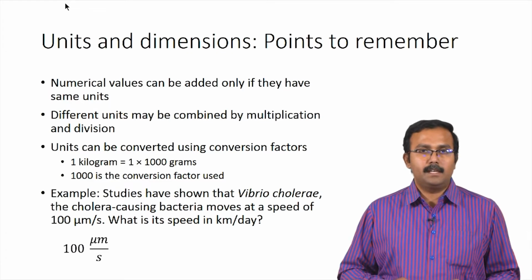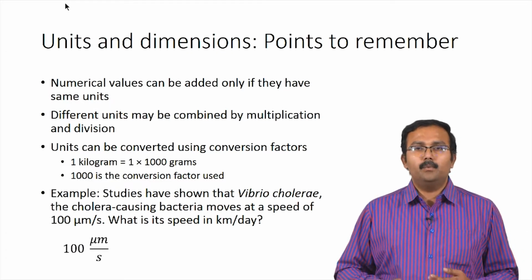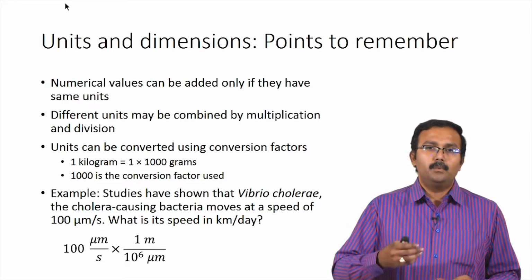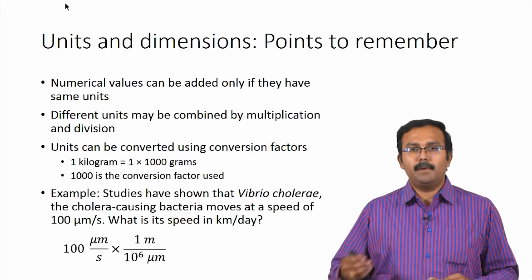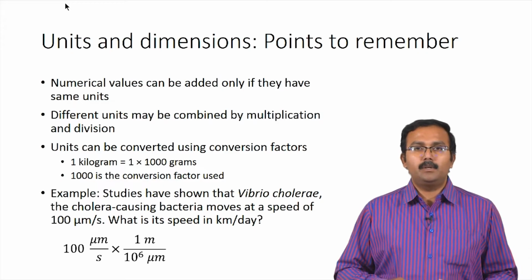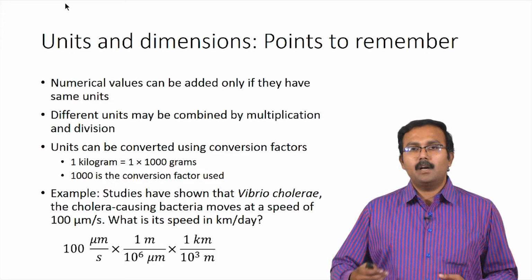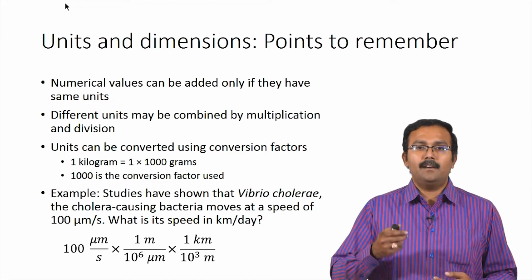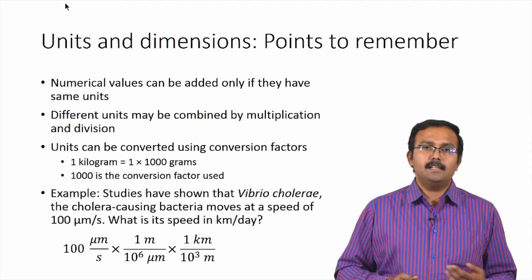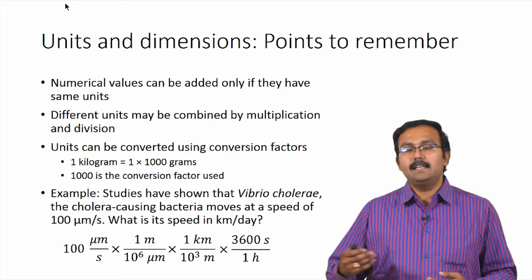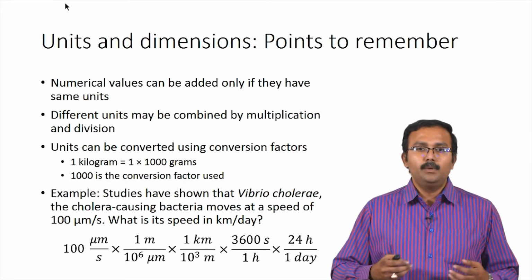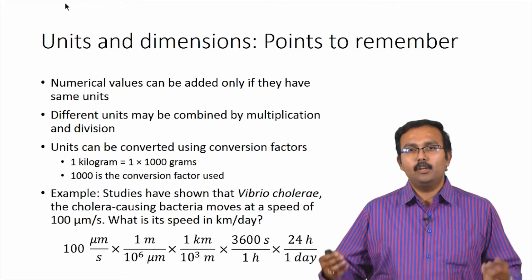100 micrometers per second is the data given. We know that 1 micrometer is 10 power minus 6 meters. So 1 meter divided by 10 power 6 micrometers is multiplied to the given value. Now this meter can be converted to kilometer as 1 kilometer contains 1000 meters. So now we have technically converted micrometers to kilometers. We now need to convert the seconds to days. We know that 1 hour contains 3600 seconds and 1 day contains 24 hours. Using these values, we would finally get kilometers per day.